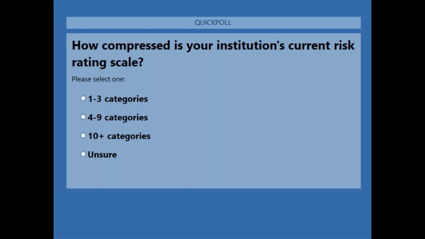Yeah, we had 2 nice and close together here. So our second one is, how compressed is your institution's current risk rating scale? We've got 1 to 3 categories, 4 to 9, 10 plus, or unsure. So I'll do the same thing as last time and leave this open for a few seconds, and then we'll take a look at the results.